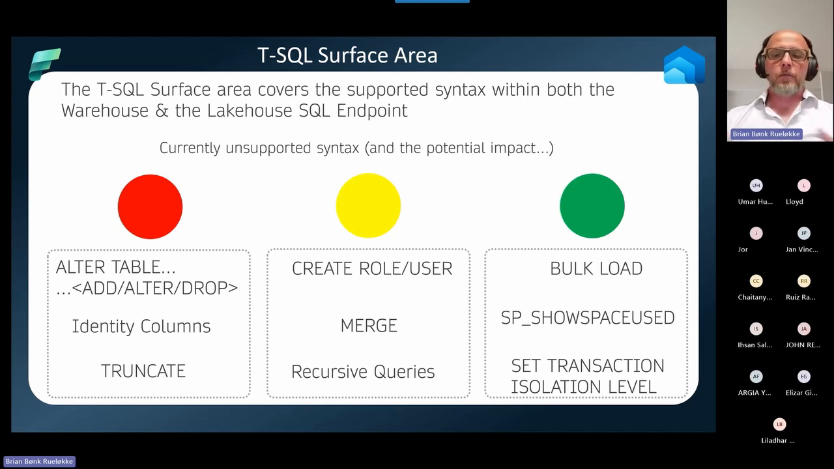On the green part, bulk load is really performant inside the warehouse. No matter how hard you hit the warehouse with data ingestion, it will adopt it and save it according to your needs. You can also set transaction isolation levels, and you have different dynamic management views to watch over what is happening inside your warehouse.